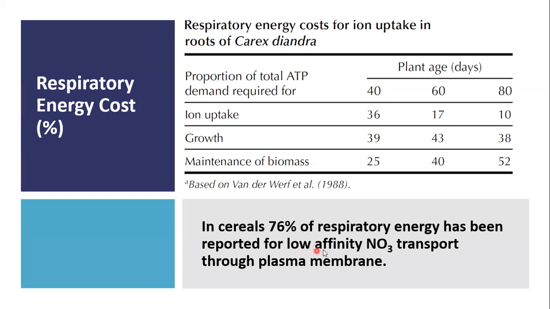In cereals, 76% of respiratory energy has been reported for low affinity nitrate flow through the plasma membrane. The nitrate, as I mentioned earlier, is transported along with the protons. So if you have only a nitrate source, they will use very much respiratory energy for the transport.